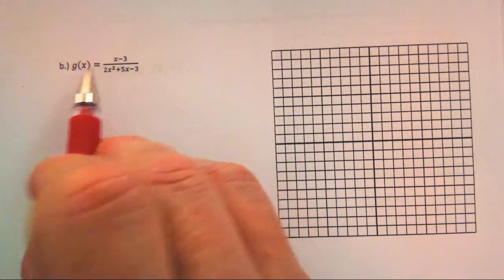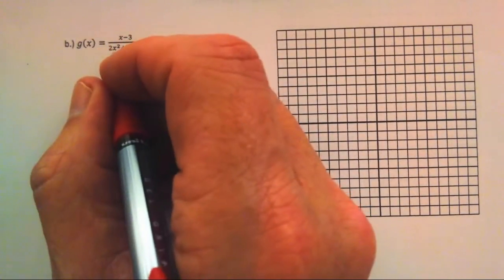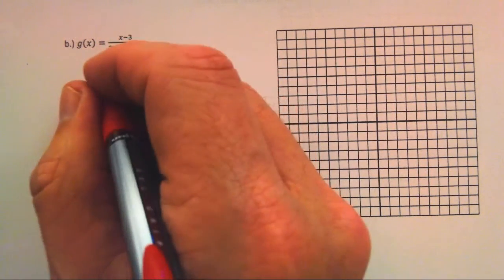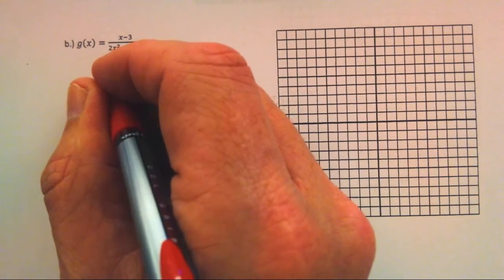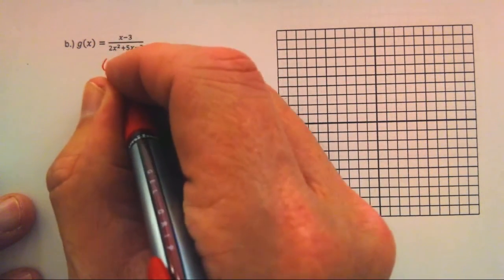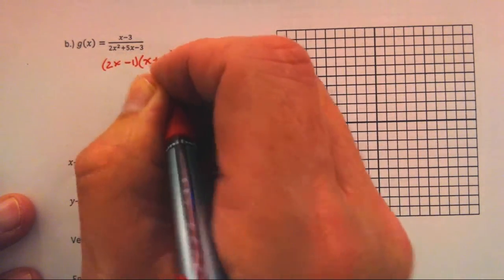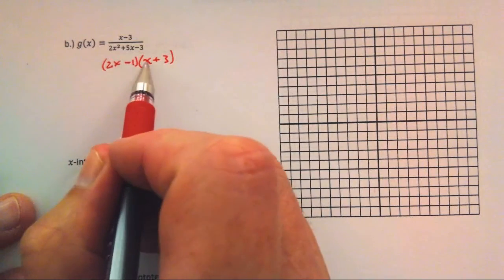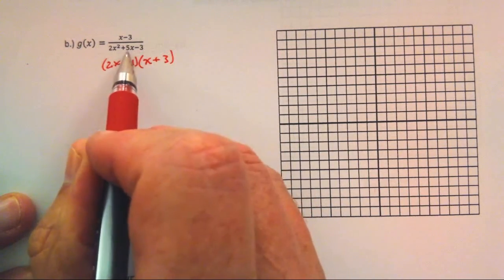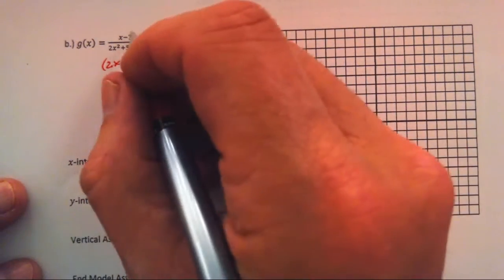I've got another function here. I'm going to go ahead and see if I can factor the bottom. Are there factors of -6 that add up to 5? Yes, there are. So this factors, and you can check me on this: 2x minus 1 times x plus 3. That gives me 2x squared plus 6x minus x plus 5x and a minus 3.